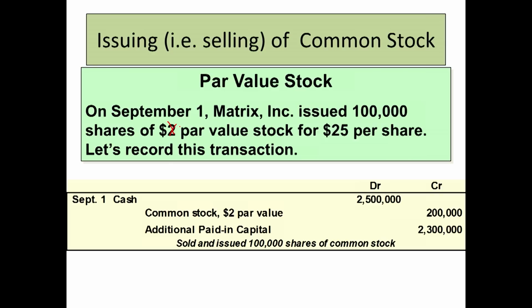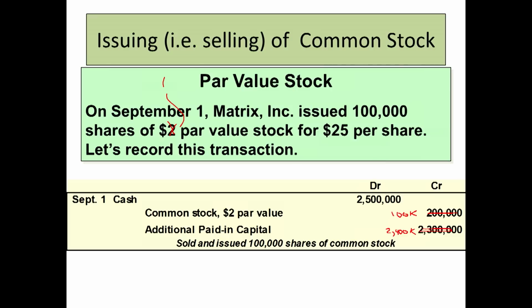Now, let me go back here, and let's say everything is the same, except the par value is not $2. Let's say it's $1. Everything else is the same, okay? But this time they issued 100,000 shares of $1 par value stock for $25 per share. Well, we would still debit cash for $2.5 million, but now we would credit common stock for $100,000. And the remainder of $2.4 million would go to this additional paid in capital.